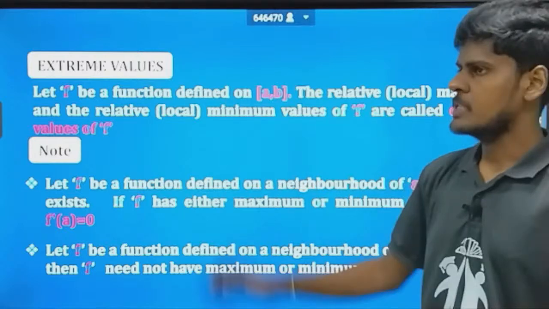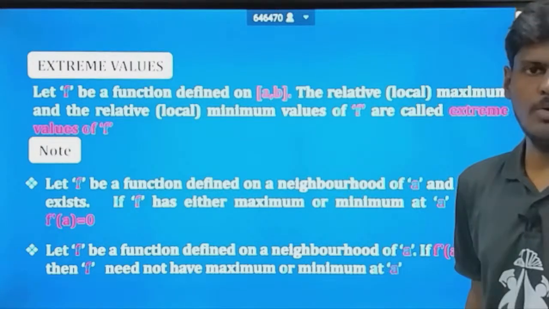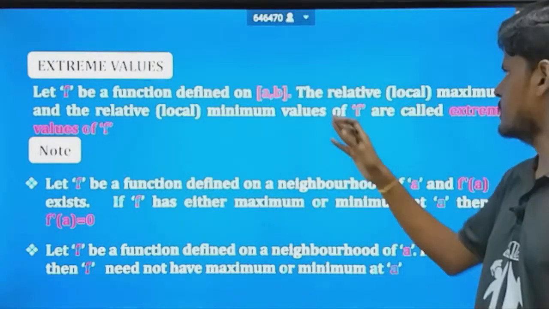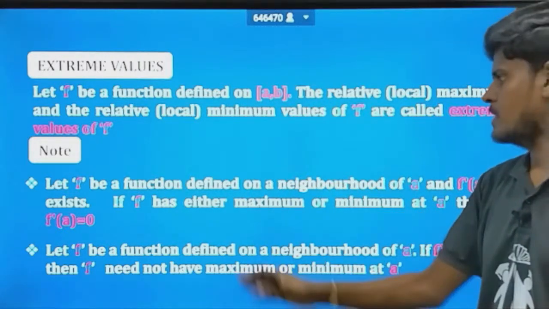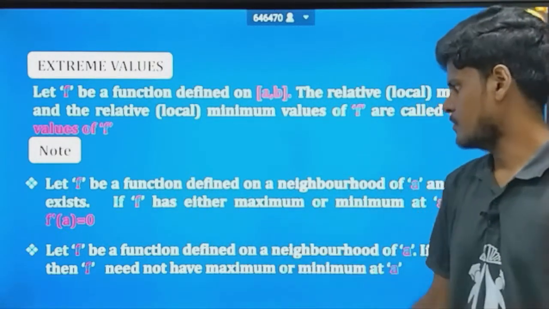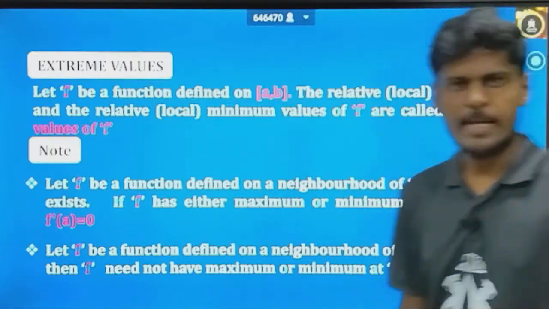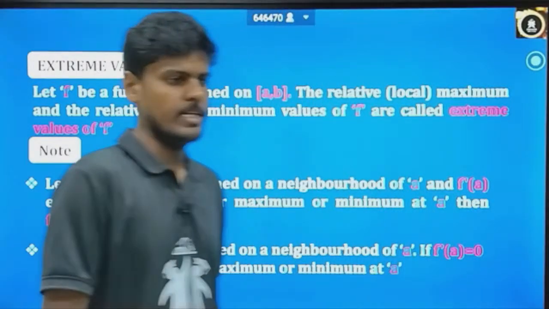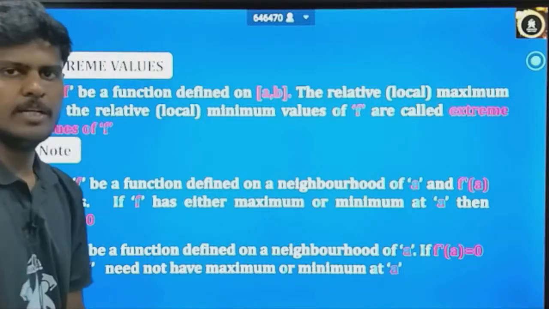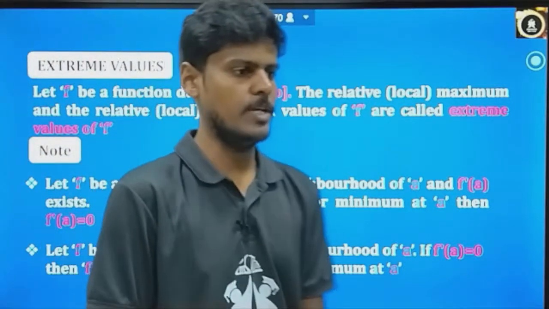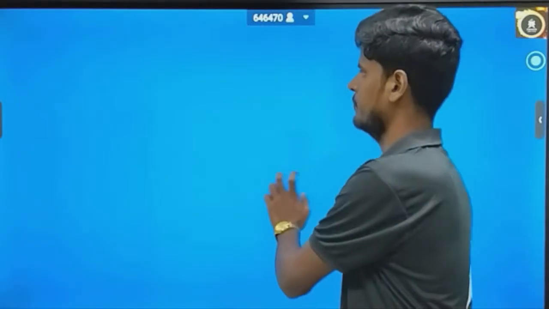Next is extreme values. F is a function defined on the closed interval a to b. Relative maximum or minimum values of x are called extreme values. This is the condition. What is it? At the local maximum or minimum values, its derivative will be 0. But whenever the derivative is 0, it does not mean that the function has a maximum or minimum value.